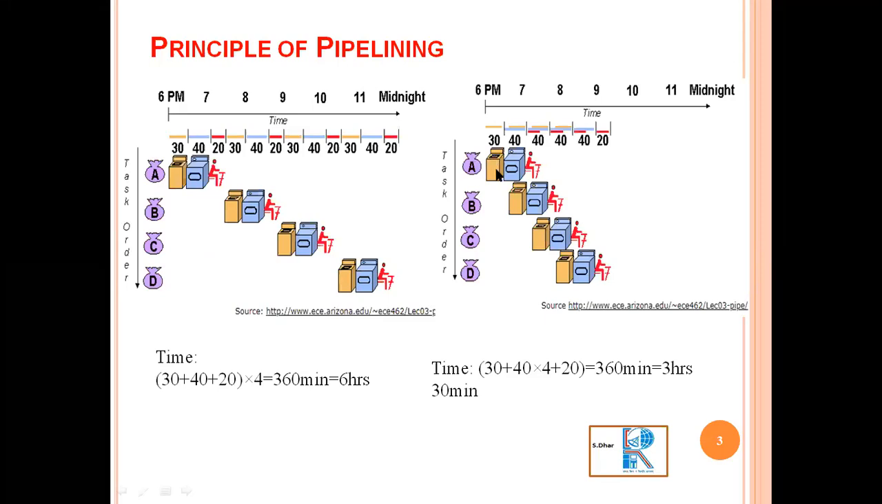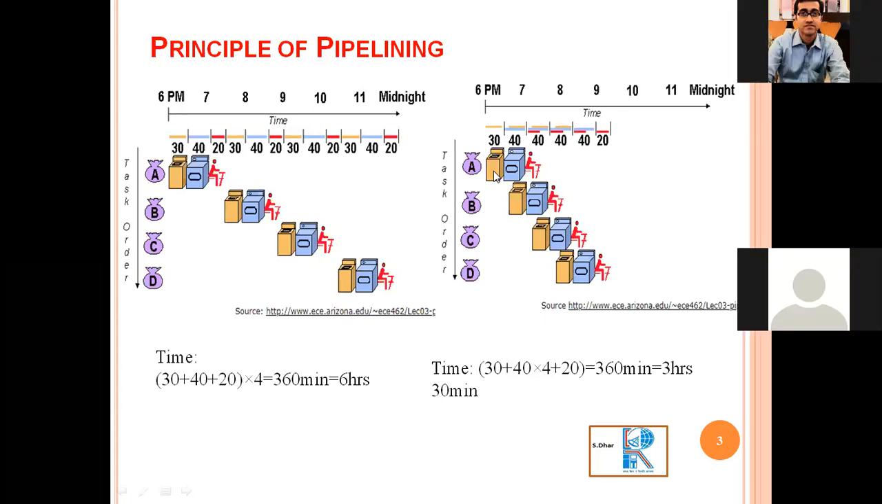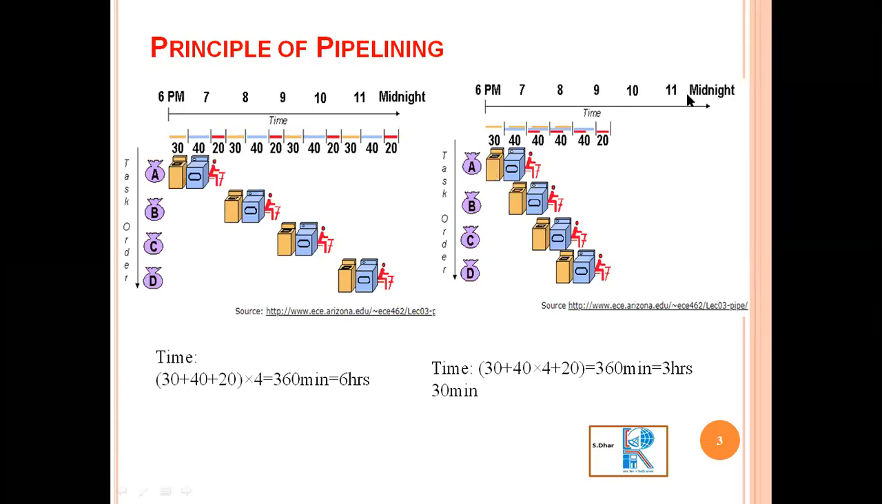So these are the independent stages. That means they are not dependent on each other. They can execute independently. So see, in the right hand side, what is the example? In the first 30 minutes, A is washed. Then in the next 40 minutes, A is dried and B is washed. Again, I repeat, first 30 minutes, only A is washed.